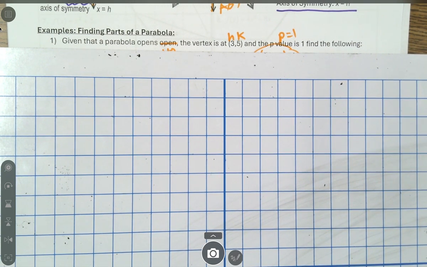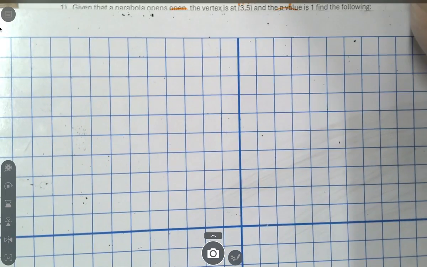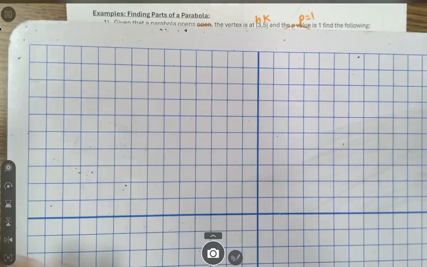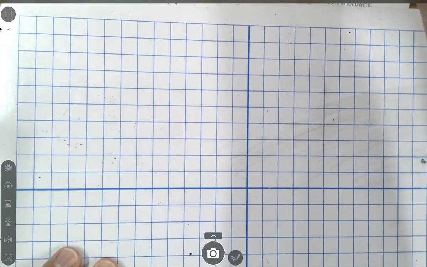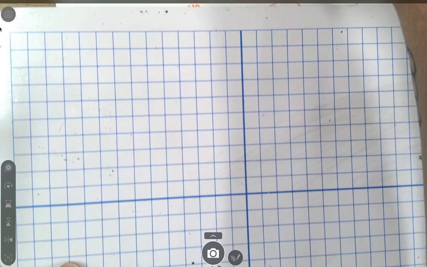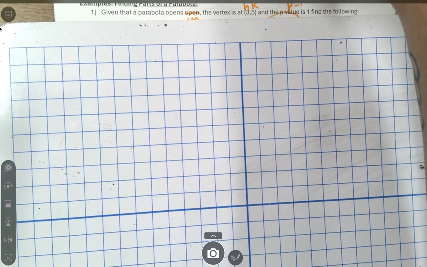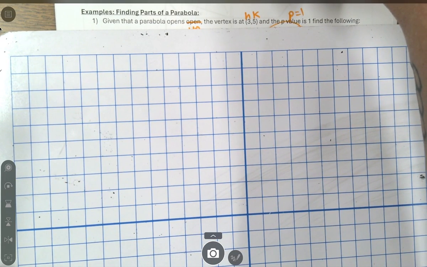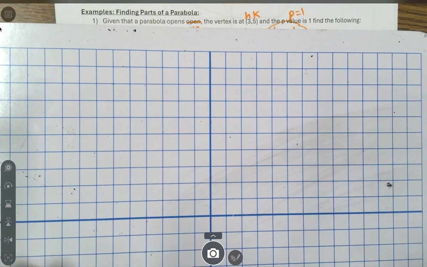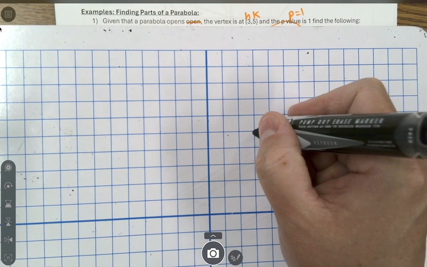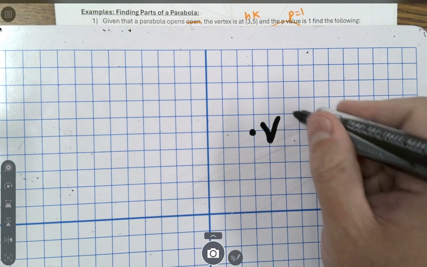So I will do the same thing, but I'll use just a graph. I'm going to zoom out a little bit. I'm going to solve this just using a graph instead. Sorry, I'm trying to get this lined up with the camera. So we have a vertex at 3, 5, so over 3, up 5. That's my vertex at 3, 5.